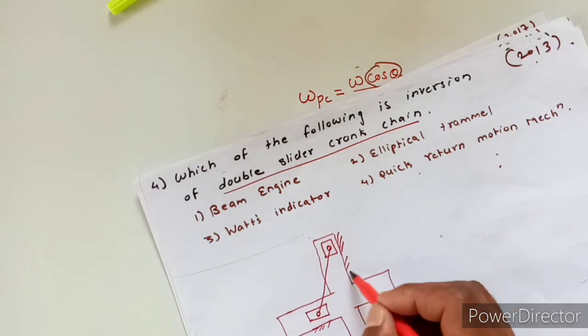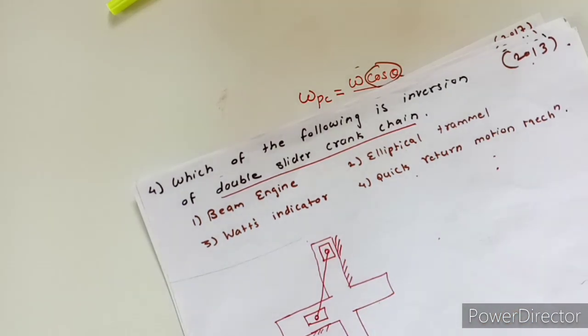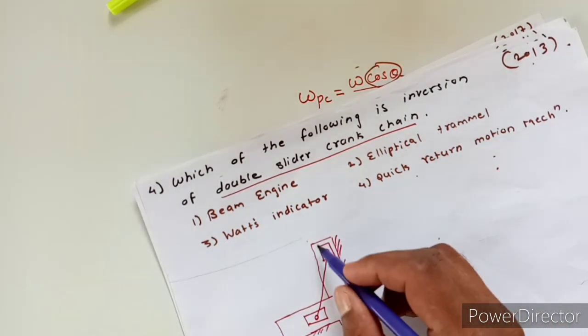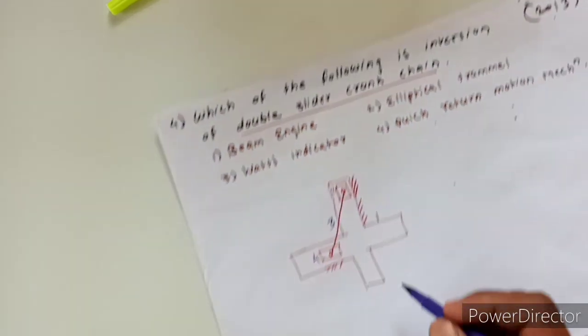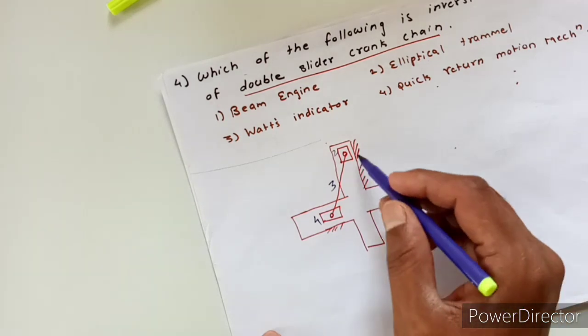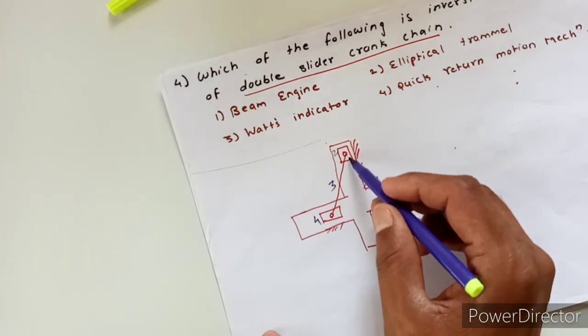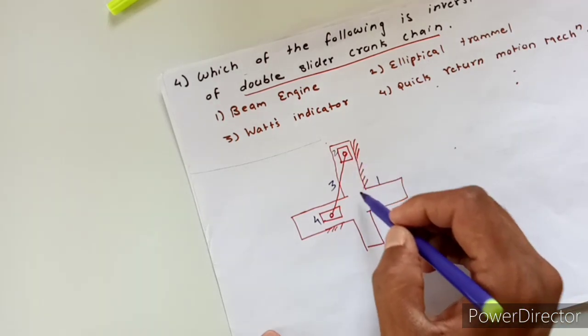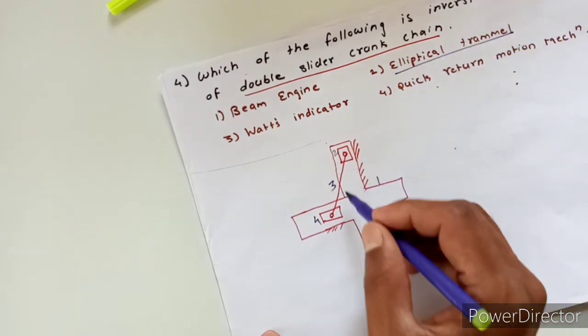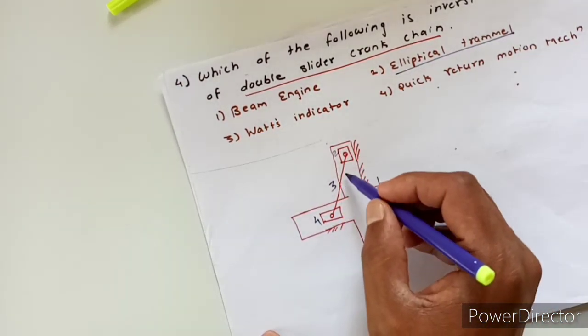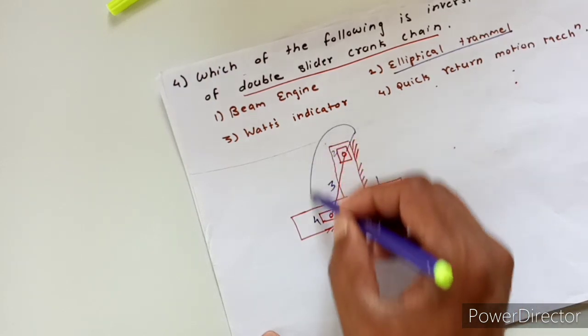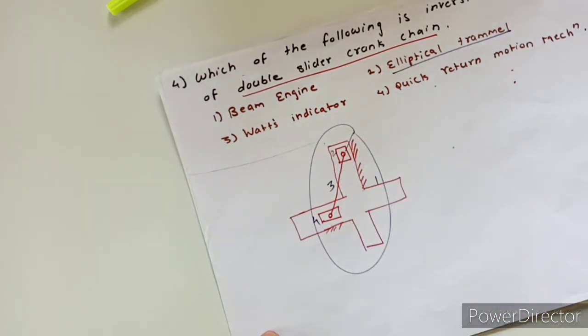is the elliptical trammel. Let us call this as link number 1, this as link number 2, this as link number 3, and this is link number 4. So when we fix link number 1, we get this inversion. This is called as elliptical trammel, because any point on this coupler link which is connecting these 2 sliders will move along the elliptical path except the midpoint.